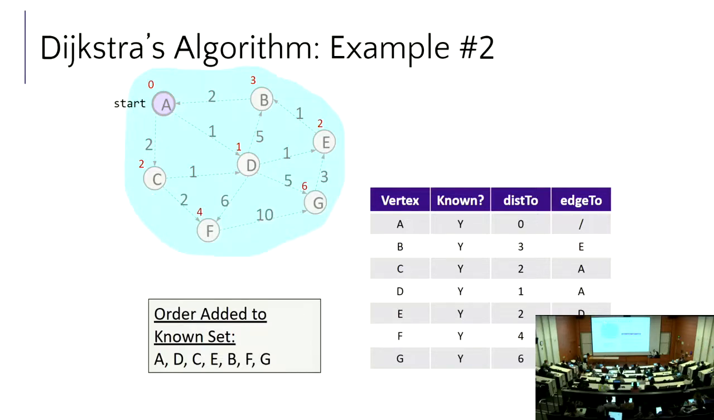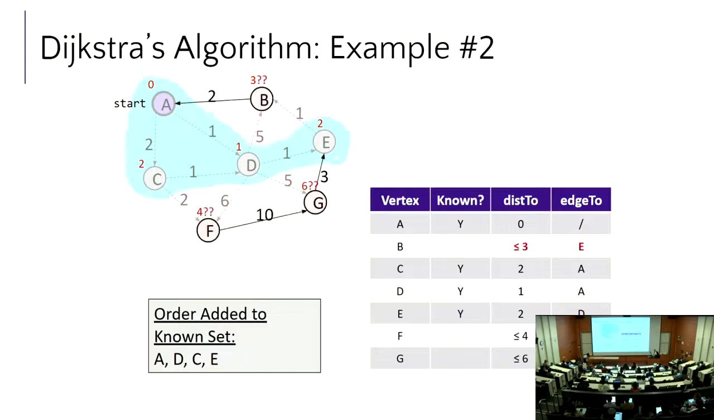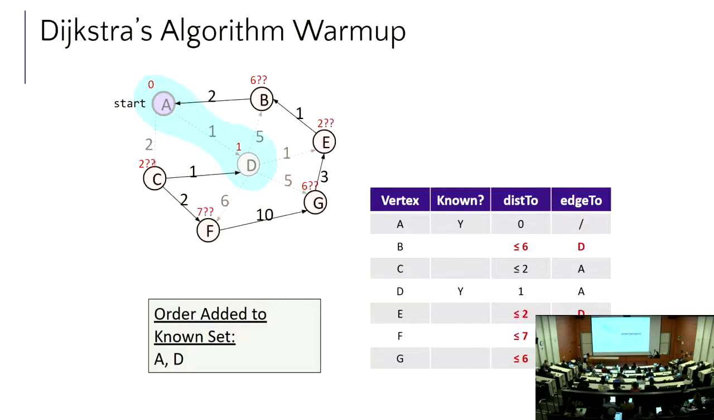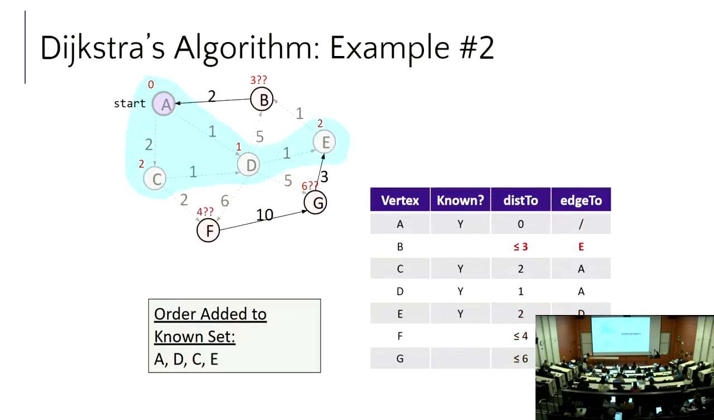Questions about Dijkstra's? Yes, please. So when we were at D, wait, what? No, we were at D? Right, wait. But then we chose C instead. Is it because it came earlier? It just came earlier. It was in our queue a little earlier. And so you can see how it says order added to known set. C and E were equidistant. C just came earlier.